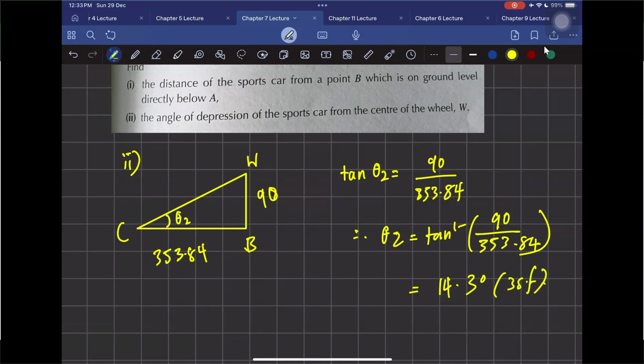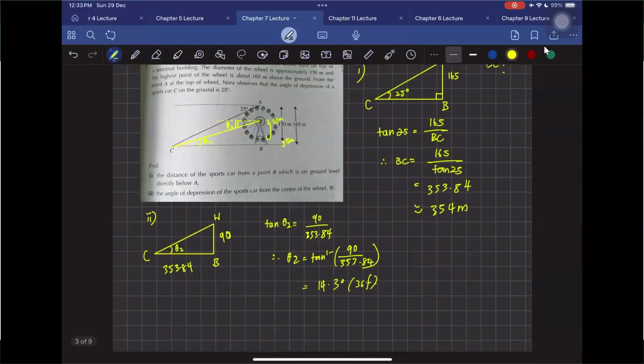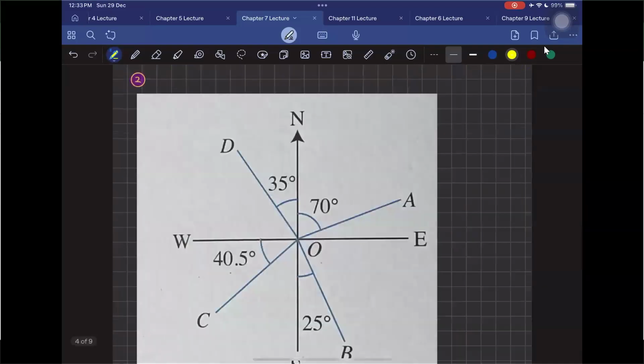Okay, so this is how you do a question regarding angle of depression and elevation. If you have any questions at this point, do let me know.